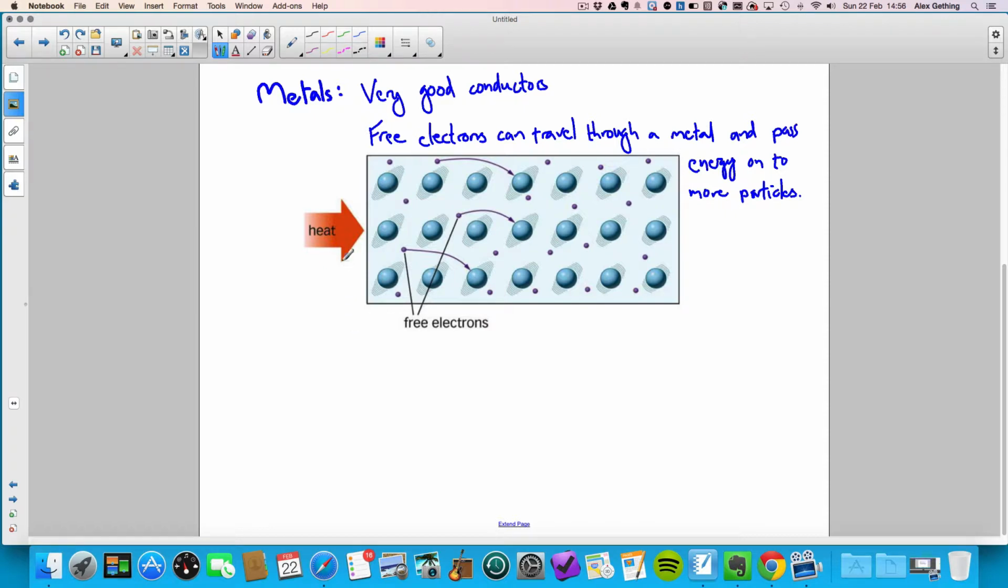As a result of these free electrons, this is a much faster way of conducting heat energy through an object. Okay, so this is why heat energy travels so quickly through metals.